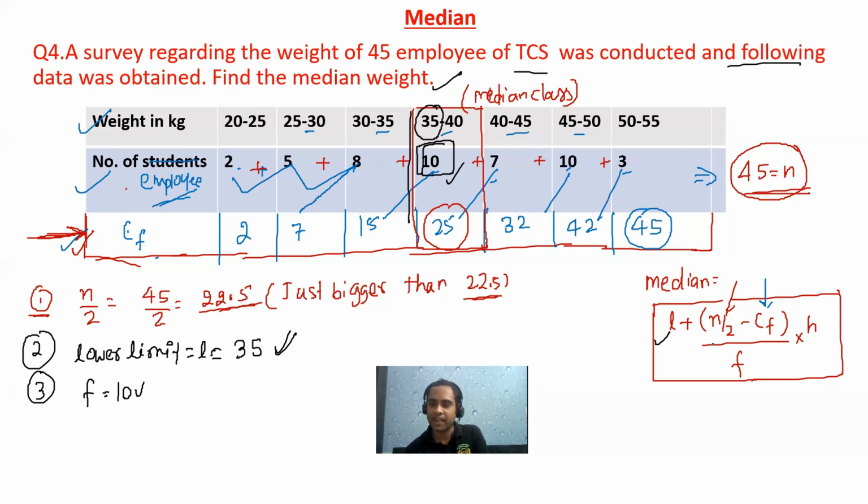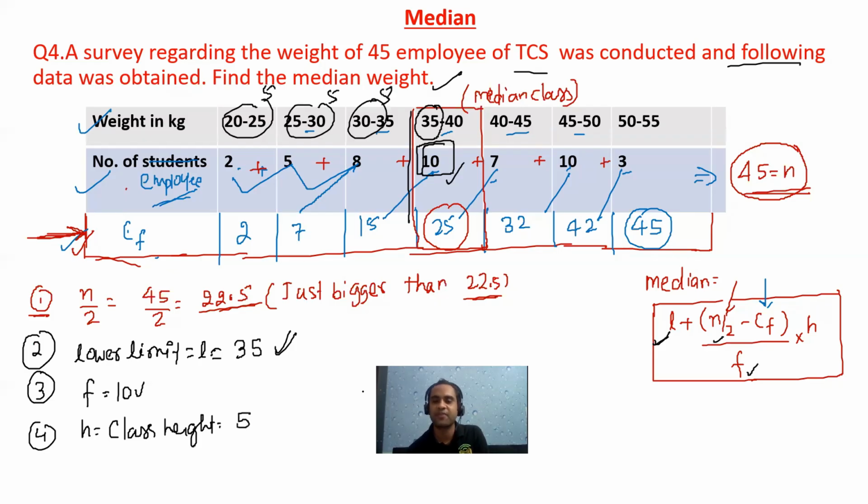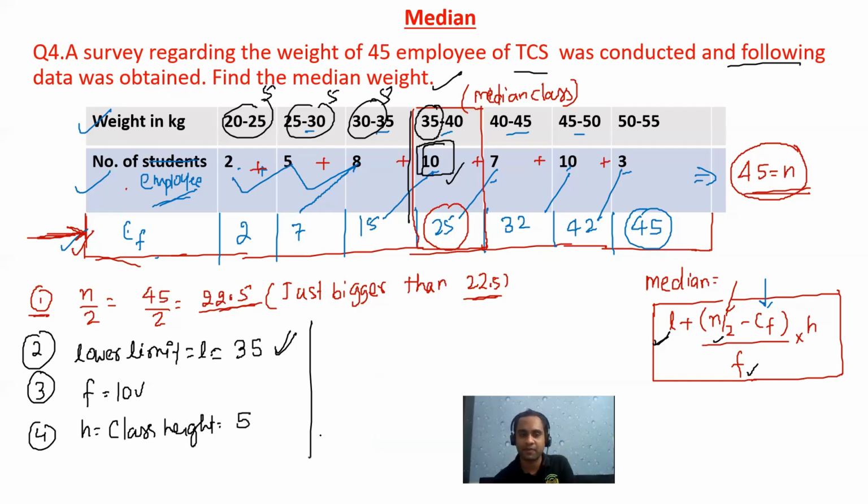Okay, so we got N by 2, we got F, we got L. And what is H? H is nothing but the class height. You can see from 20 to 25, this is a 5 difference, 5 difference, 5 difference. So this will be nothing but 5. The class difference will be 5. The difference has to be the same. You cannot say, sir, here it is 20 to 25, then 25 to 35. No, that will not happen. So the class height is 5.